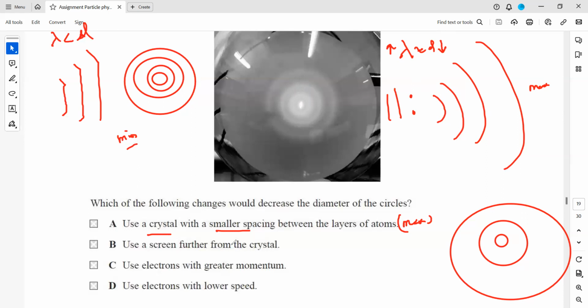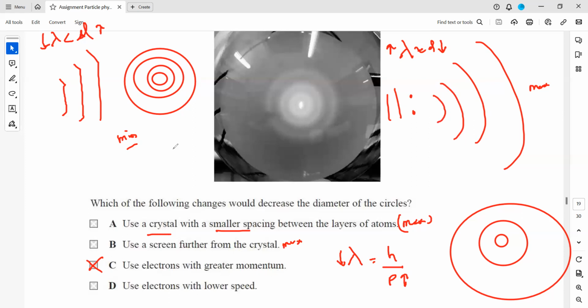Use a screen further from the crystal. If we move the screen further from the crystal, the spacing between the circles will also increase. Use electrons with a greater momentum. Now what will happen? We have the formula for the wavelength associated with the electron, lambda equals h over p. So if we increase the speed or the momentum, the wavelength becomes smaller. And if the wavelength is smaller and the spacing is more, as a result, we have a minimum diffraction. So this will reduce the spacing between the circles.